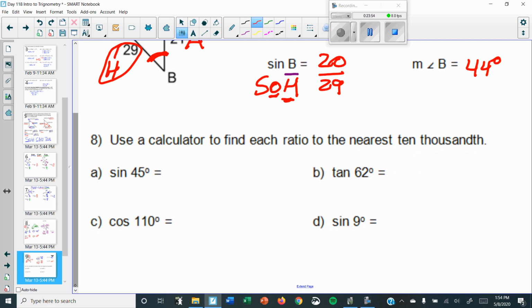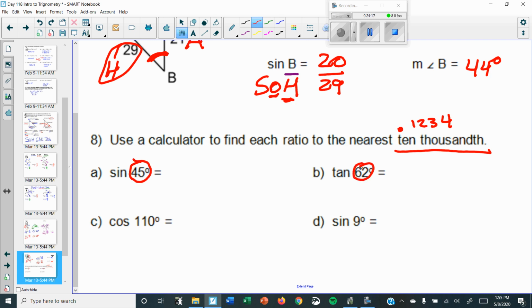Okay, now it just says use a calculator to find each ratio to the nearest 10,000. That's something we don't ask too often. Usually we ask for the nearest 10th, 100th, 1000th, but never usually 10,000. So that means we're going to need 1, 2, 3, 4 decimal places for each. Now, do you see how they're actually giving me the angles now?